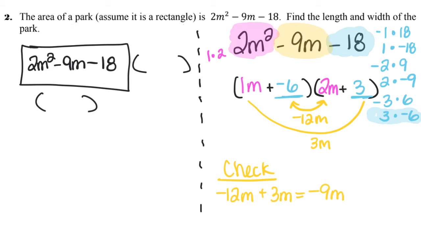So it looks like the first binomial for our length, we've got this 1m plus a negative 6, or you could just write it as m minus 6. And for the width, we've got this 2m plus 3.